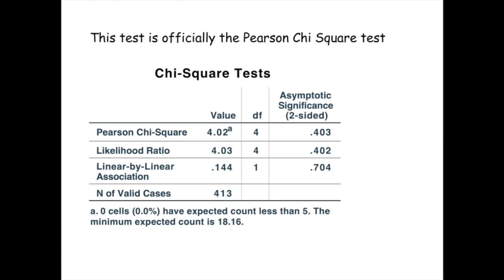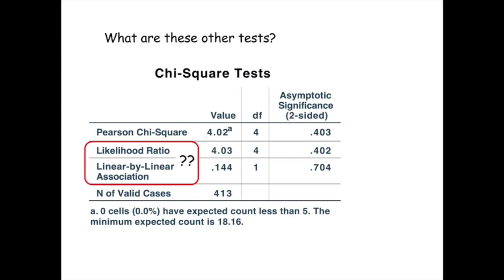Let's look at the chi-square results table more closely. Three different statistical tests are reported. Generally, we interpret the first row. So what are these other two tests, and when are they used?